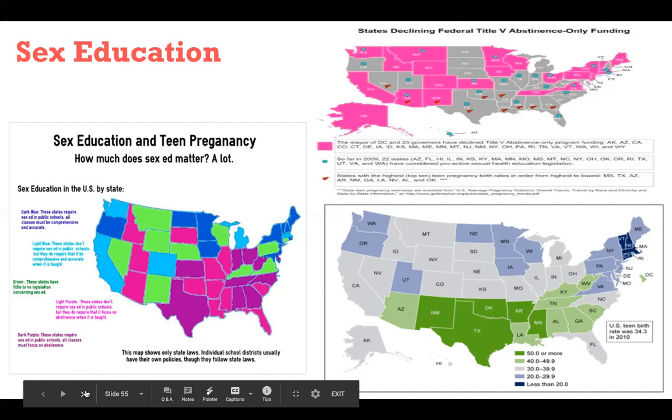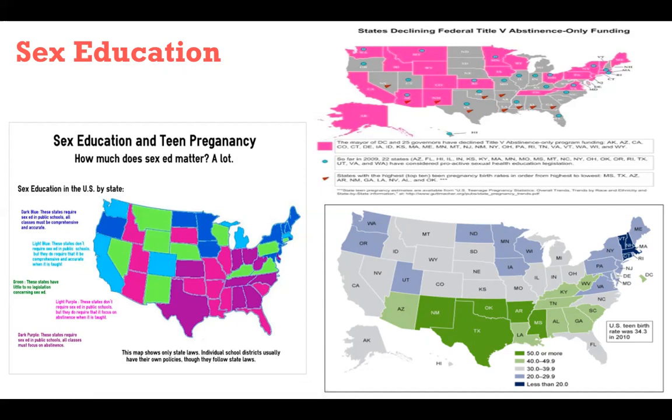Now, part of why abstinence only education is super common in some parts of the country has to do with the federal Title V abstinence only funding that was provided during the presidency of George W. Bush, which gave school systems extra money if they agreed to teach only the abstinence only curriculum. And so some states did accept this extra money, and they did teach only abstinence.